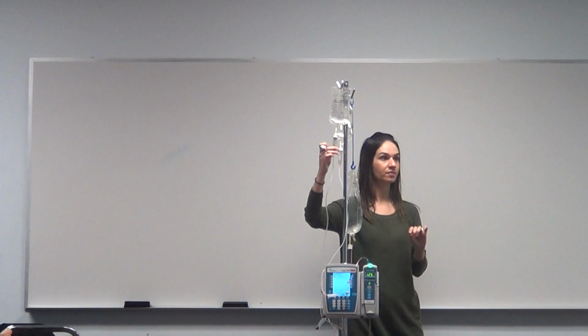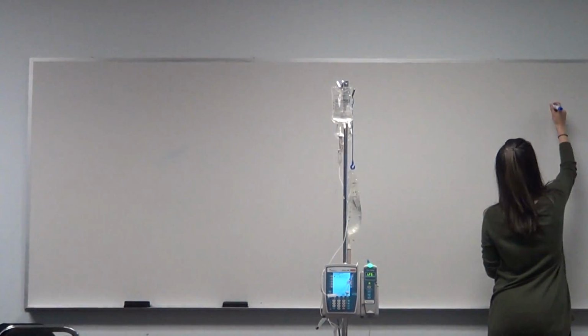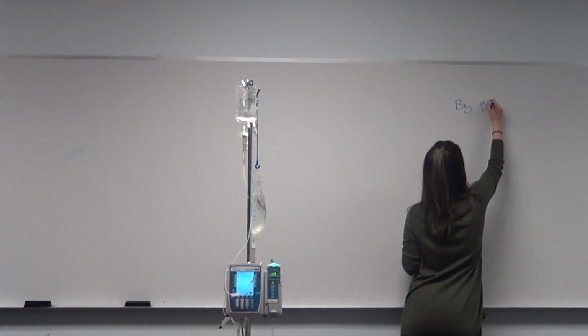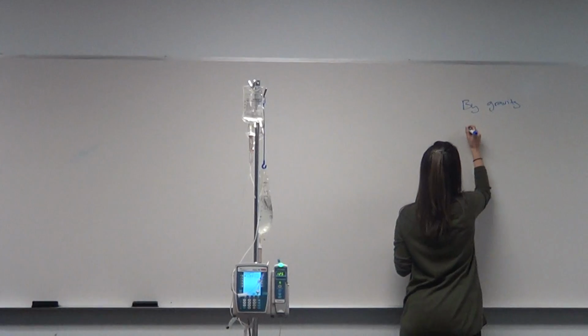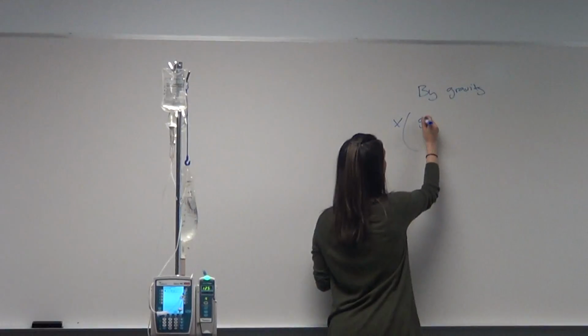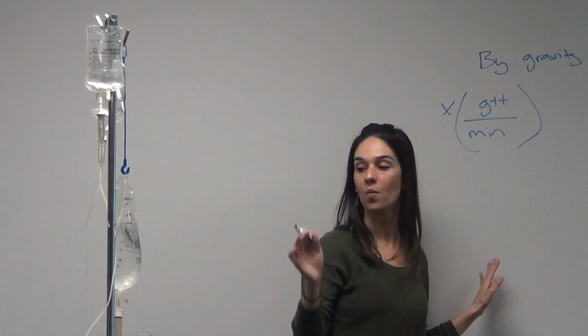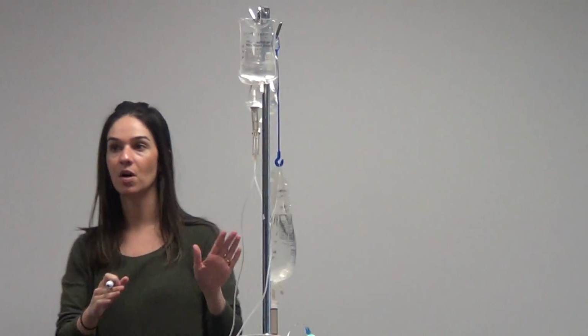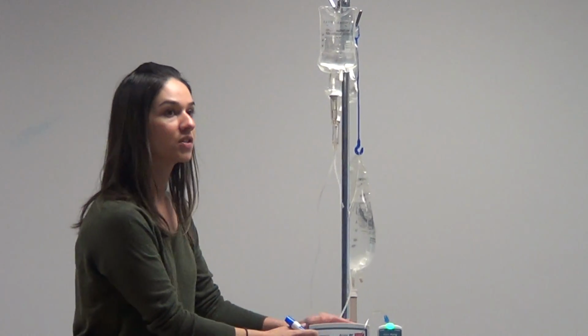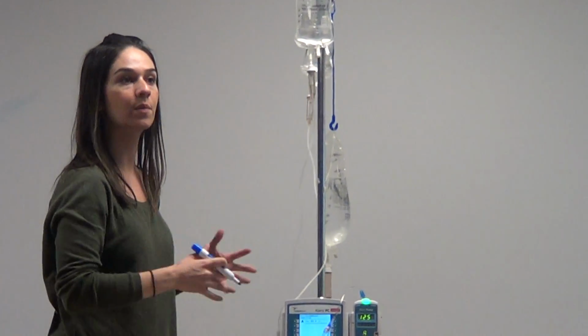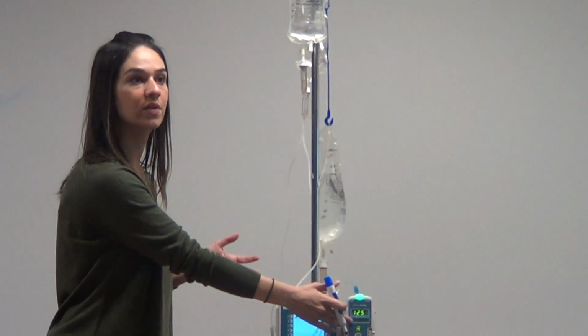So when we're talking about by gravity, what do you think is your X? Drops. Are we counting the drops per what? Minute. So by gravity, your X is always your drops per minute, okay? Well, let's talk about the pump. You know we set our pumps, right? So what matters is the volume that we're infusing and the rate in which we're infusing it.